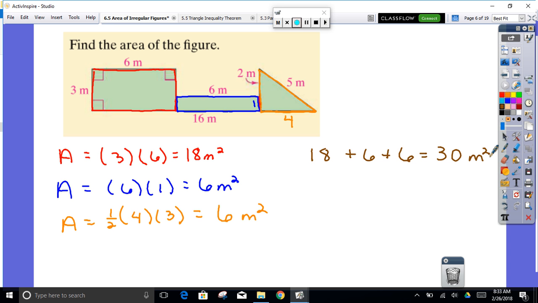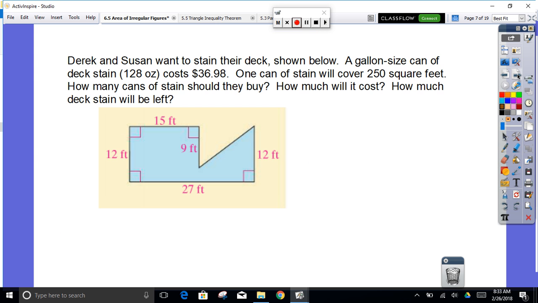Okay, the last problem on our slide. Does anyone still need to copy this? Last problem, we'll read it together. Derek and Susan want to stain their deck, shown below. A gallon-sized can of deck stain costs $36.98. 1 can of stain will cover 250 square feet. How many cans of stain should they buy? How much will it cost? How much deck stain will be left?